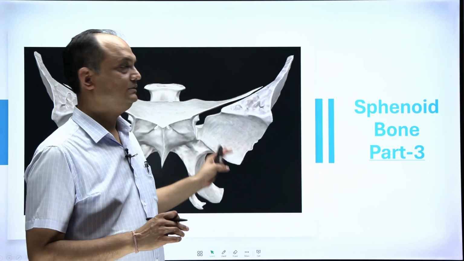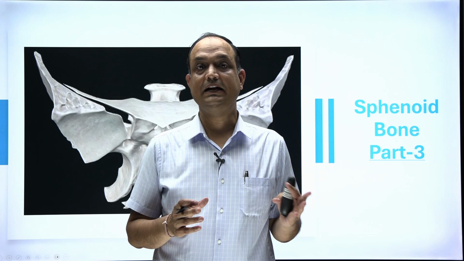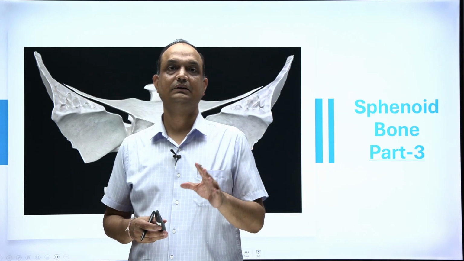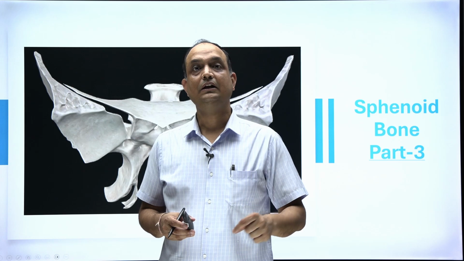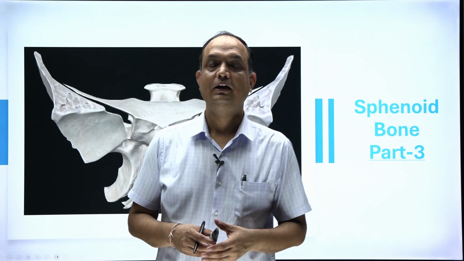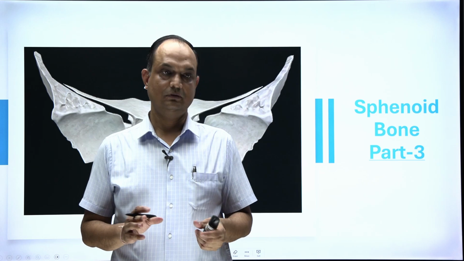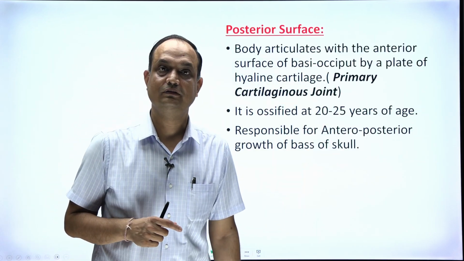In today's session I will tell you about the surfaces which we left in my second part, and here we will discuss the greater wing of the sphenoid bone. There is one more session, part 4 of the sphenoid bone, in which we will finish this bone. So let's discuss the first posterior surface of the bone.